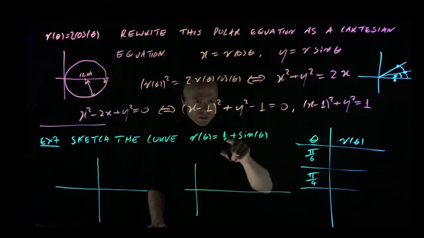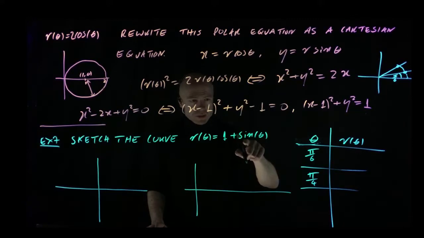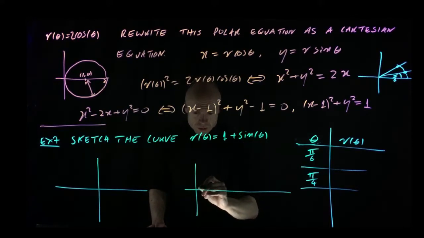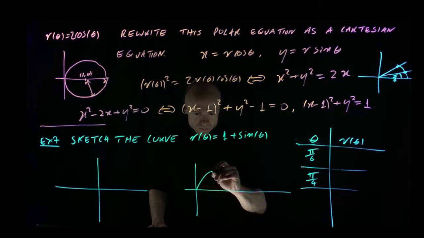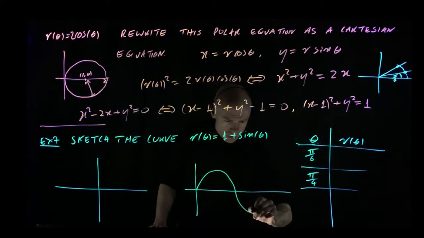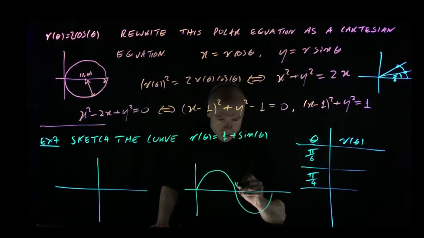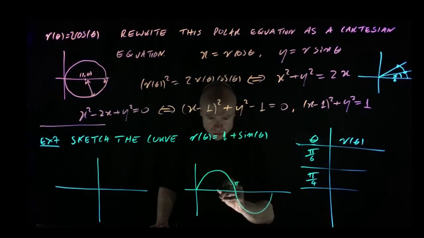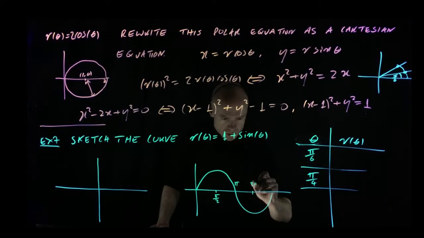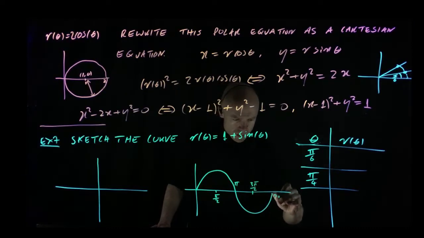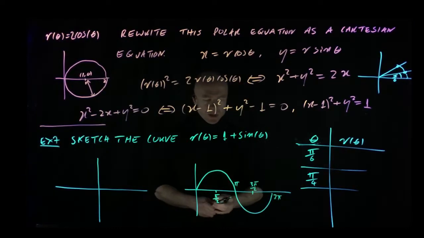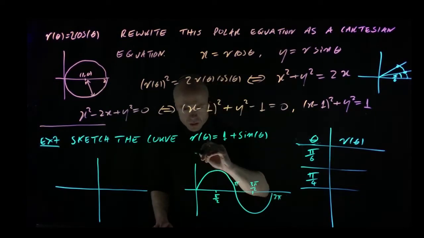So what is this guy? Well, this guy is just sine. So first let's do sine. So what's sine going to do? It's going to go up. It's going to go down, and then it's going to go back here. So here we are, pi. This is pi over 2. This is 3 pi over 2. And this is 2 pi. And then we're just shifting it up by 1, right? So here's 1.